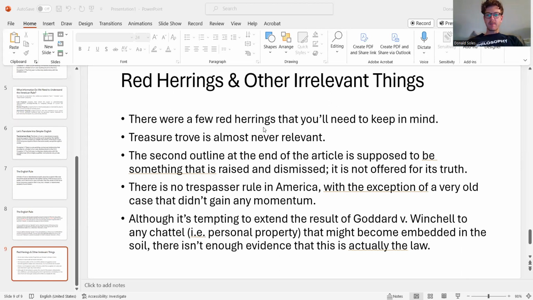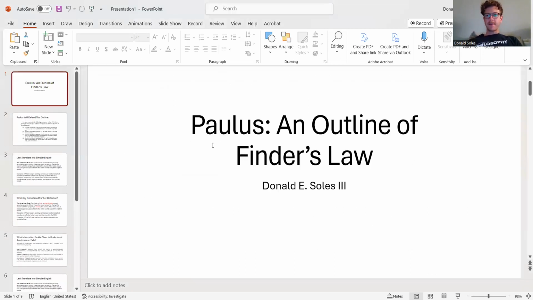And in this week, we read the John C. Paulus article that discussed an outline of Finder's Law. So I hope you enjoyed this article, and I hope it tied the room together, if you will, bringing together a lot of loose ends from some of the cases that we read and settling a lot of questions.